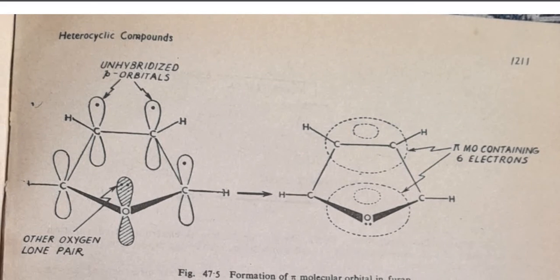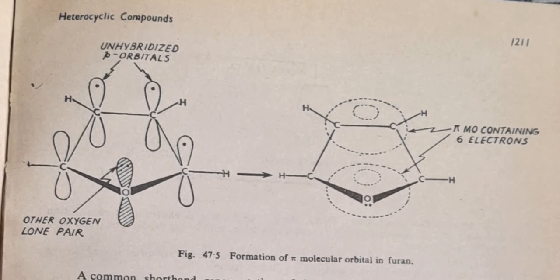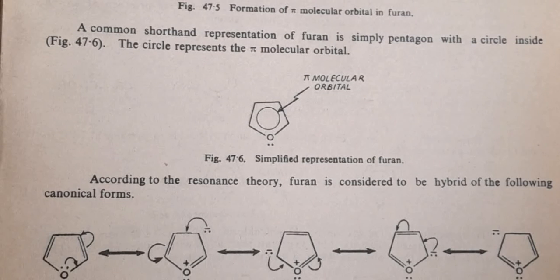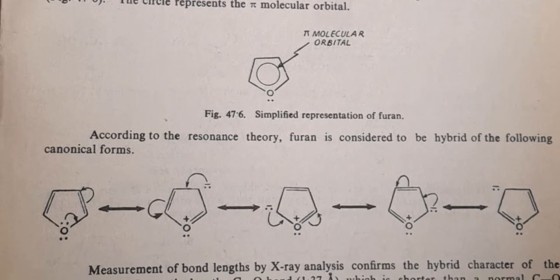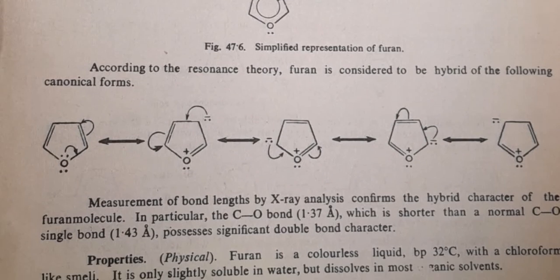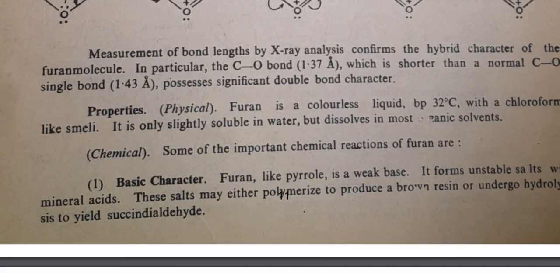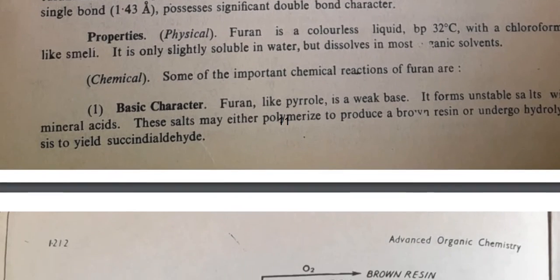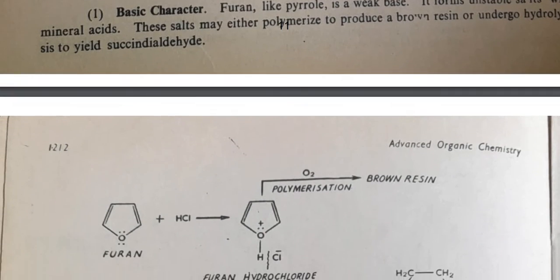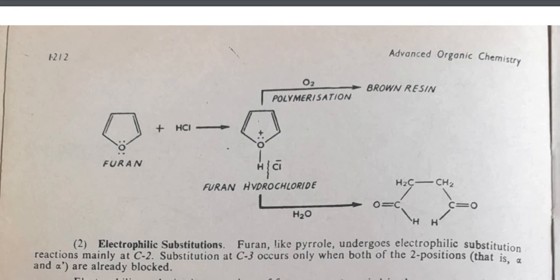Anhydride p orbital and the other oxygen lone pair of electrons. You can see the pi molecular orbital in the ring. This is a resonating form of furan. Now again, like pyrrole, it also has basic character. So furan reacts with HCl and gives two products.